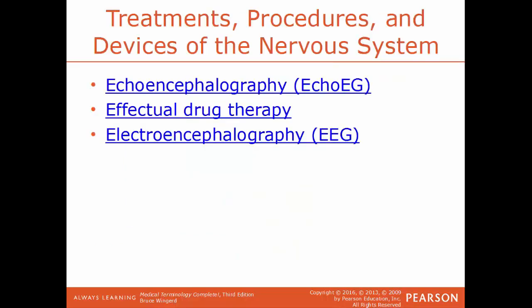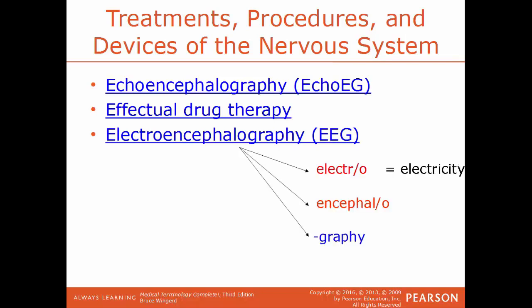So next term, echoEG, echoencephalography. This is using ultrasound waves to investigate structures of the brain and of the skull. Effective drug therapy is a general term that applies to using medications to treat disease. EEG, electroencephalography. We're going to break down that term. Electro means electricity. Encephalo means brain. Graphy is a recording process. So this is a recording process that will help monitor the electrical activity of the brain, an EEG.